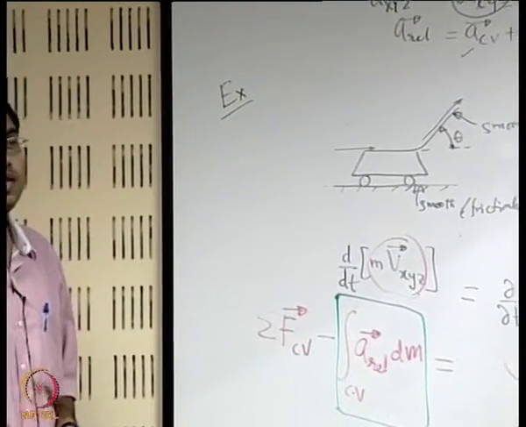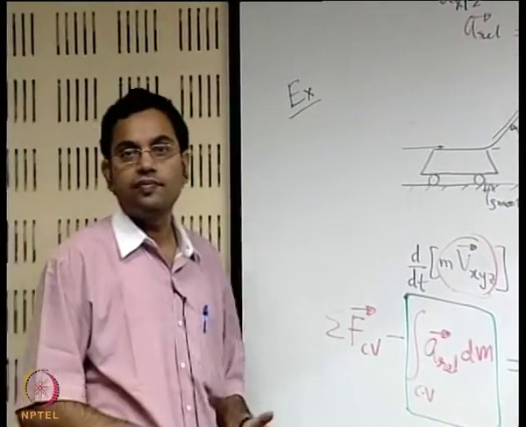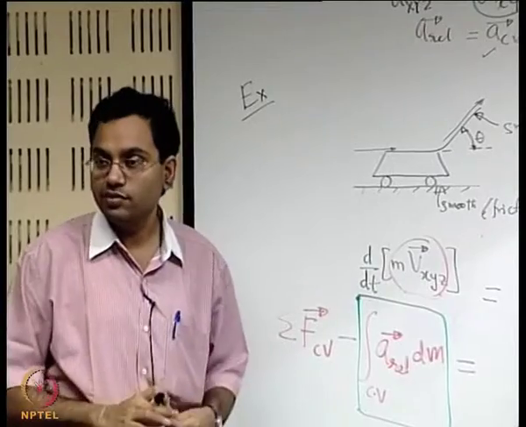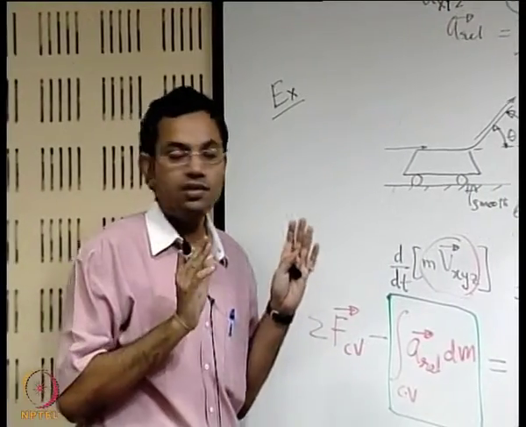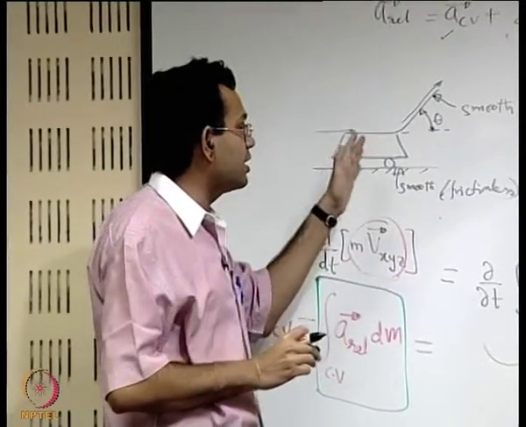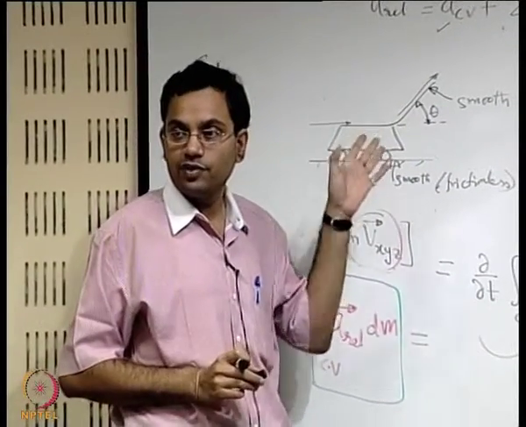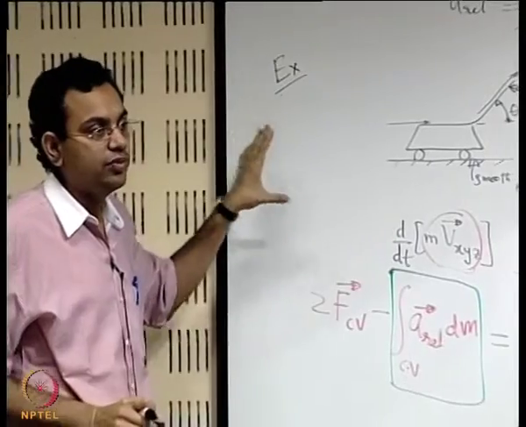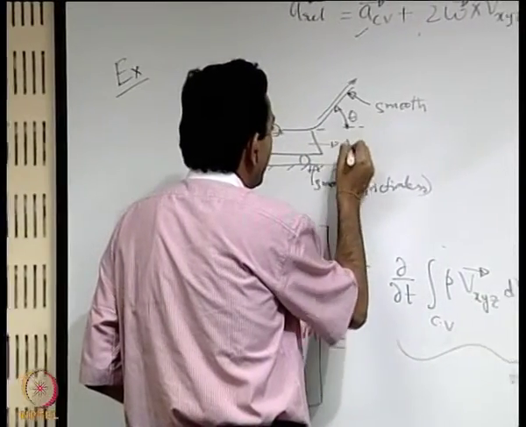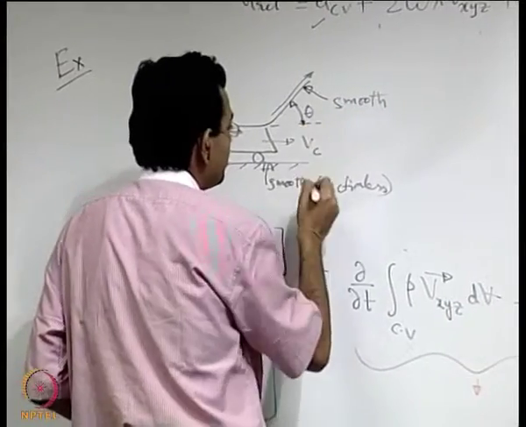So, we will consider a first case when it is moving, but moving with a uniform velocity, just as a simple case. We will then move on to more and more complicated cases when it may move with an acceleration. So, first let us consider that it is moving with a uniform velocity. So, this cart is moving with a velocity Vc towards the right.